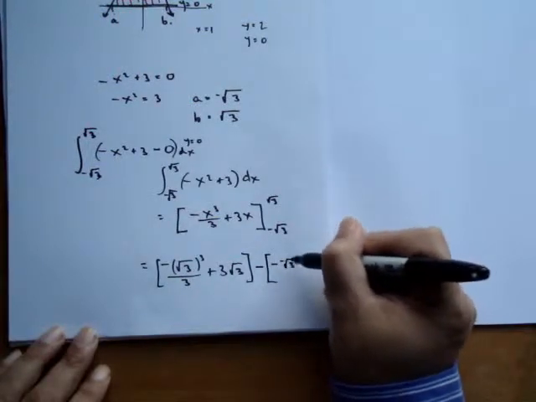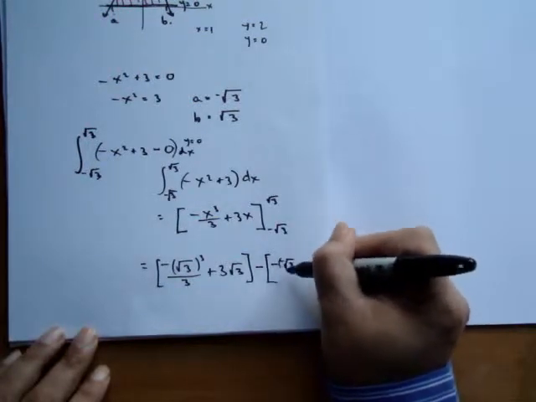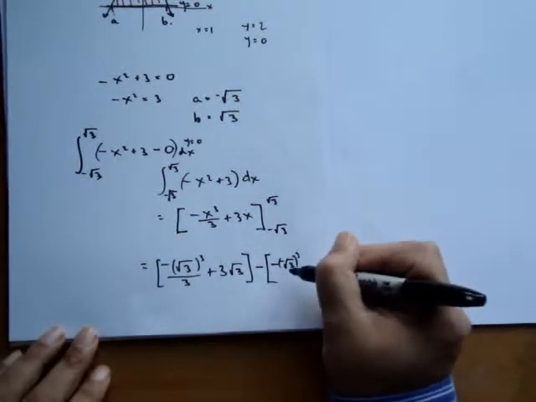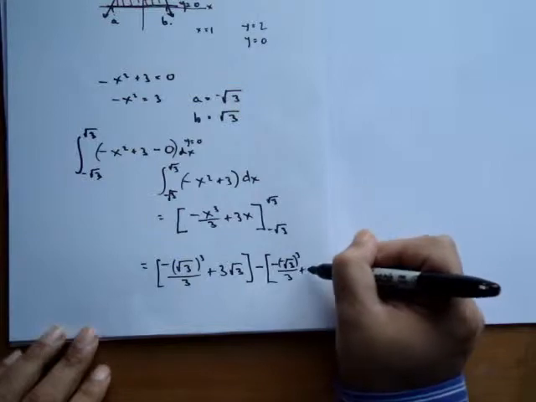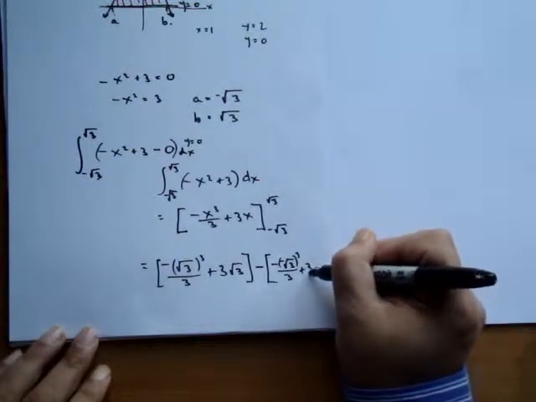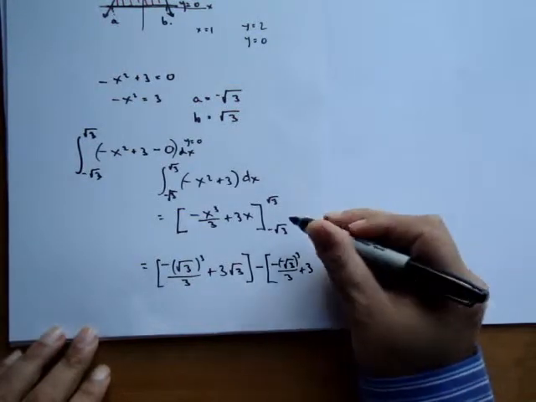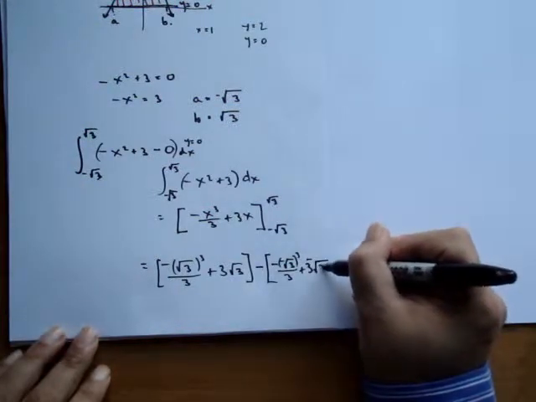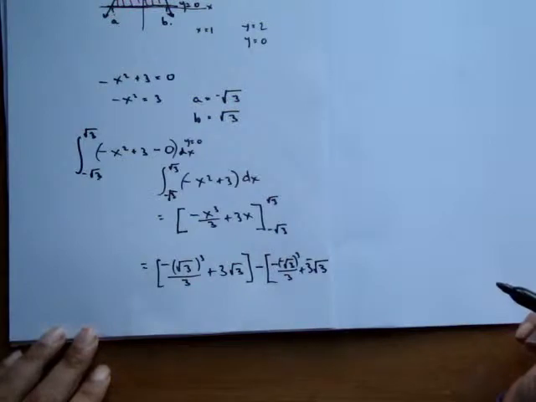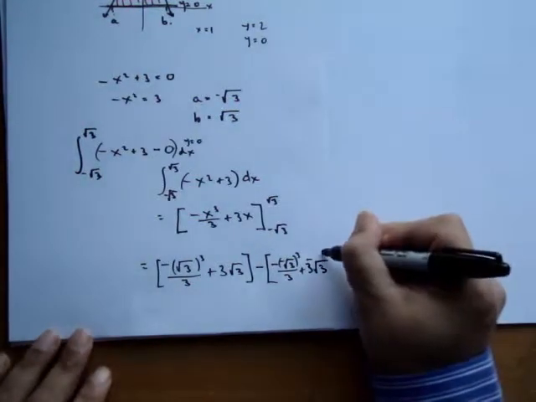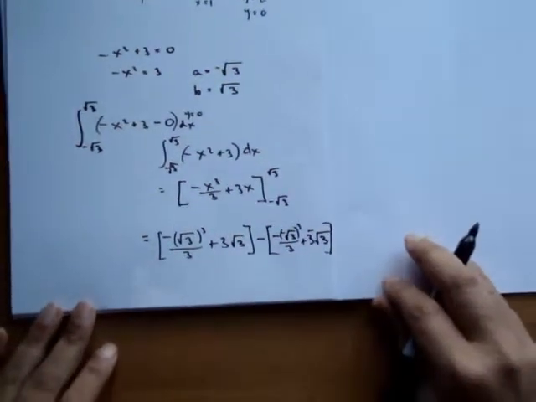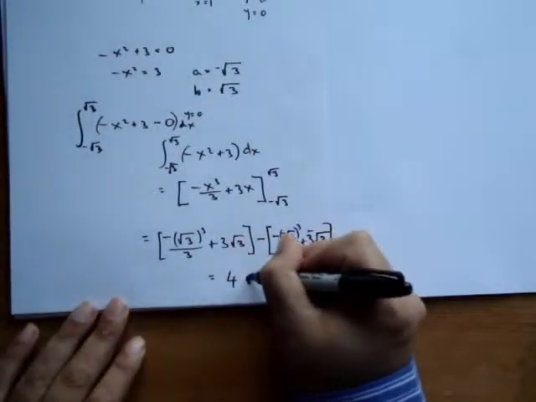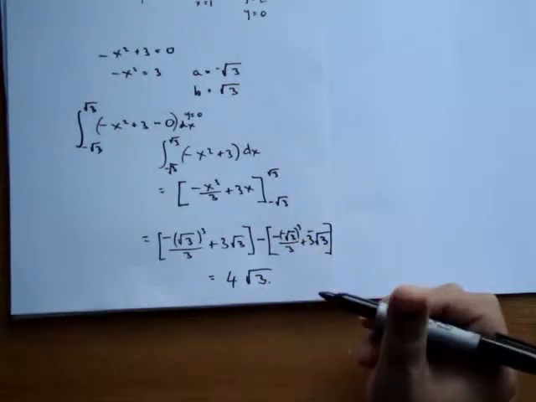minus square root of 3 cubed over 3 plus 3 times minus square root of 3. So when we work this out, we get the answer to be 4 square root of 3.